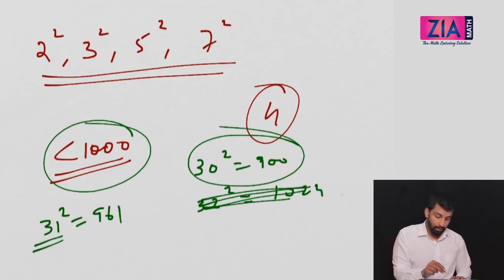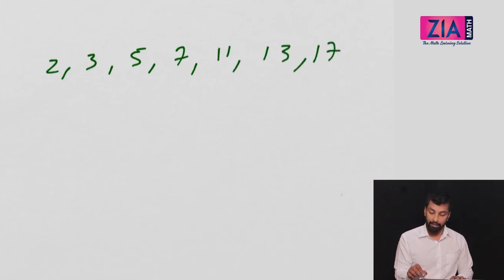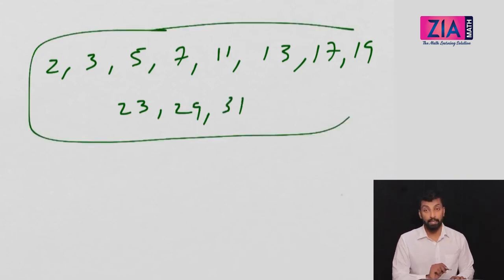So what you need to look for is the number of prime numbers up to 31. So how many are there? 2 is there, 3 is there, 5, 7, 11, 13, 17, 19, 23, 29, and 31 is there. So this is your answer. Just count and write the answer. So the number of numbers having exactly 3 factors less than 1000, this is your answer. I hope the logic is clear for you. Now, I give you a very special question.